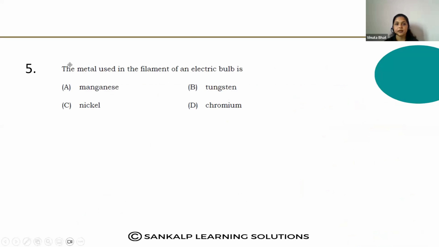Next question. The metal used in the filament of an electric bulb is: option A, manganese; option B, tungsten; option C, nickel; option D, chromium. Which metal is used in the filament of an electric bulb? Tungsten is used in the electric bulb. Option B is the correct answer. Next question.